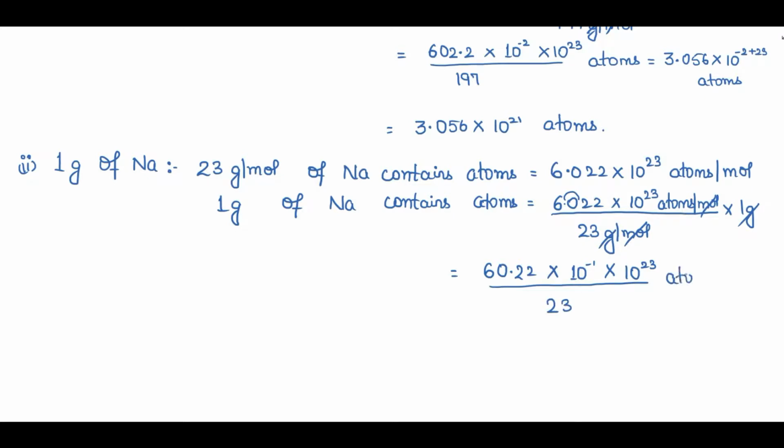and the final units are atoms. So when you divide 60.22 by 23, your final answer will be 2.618, right? So these powers are in multiplication and their bases are also the same. So 10 raised to power minus 1 plus 23, right? So 10 raised to power minus 1 plus 23, the answer will be 2.618 into 10 raised to power 22 atoms, right? So let's see the next problem.